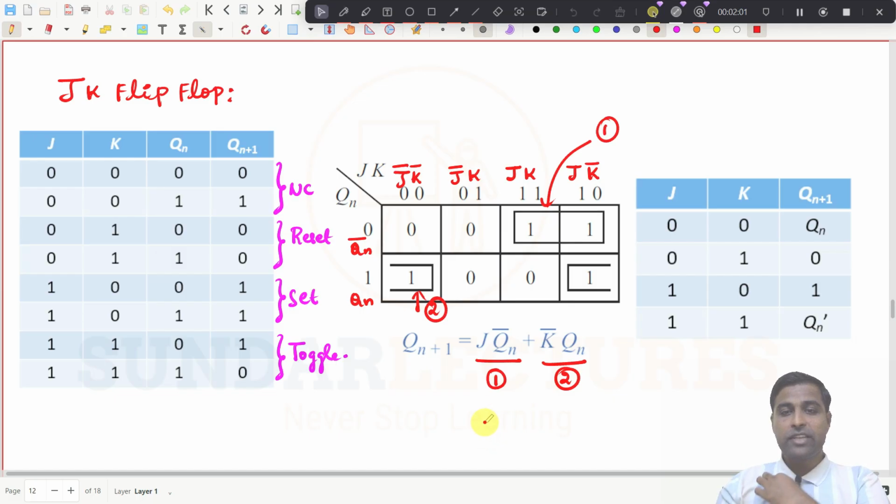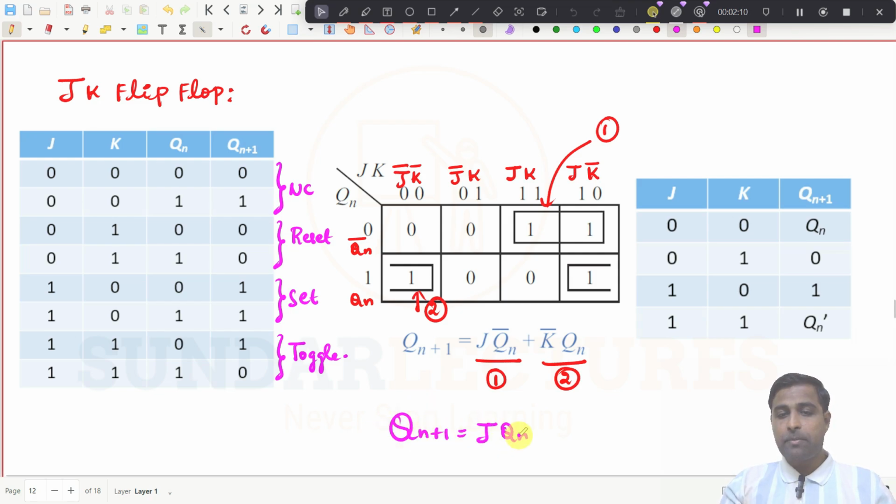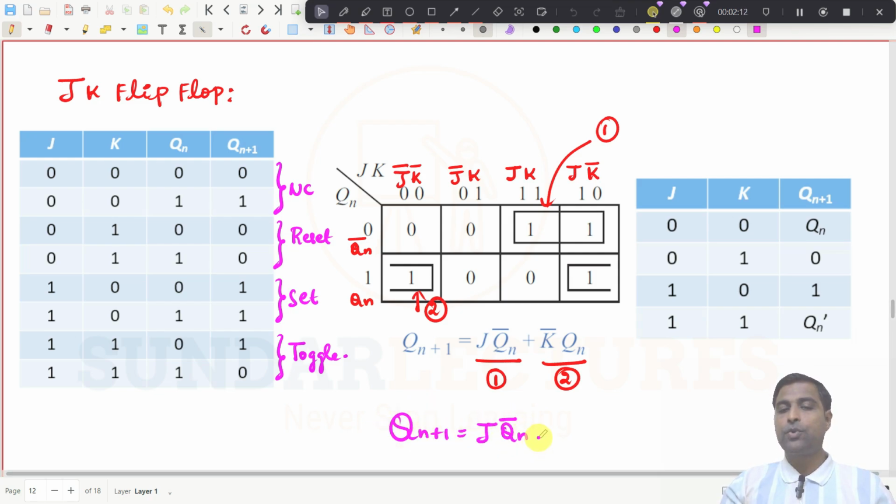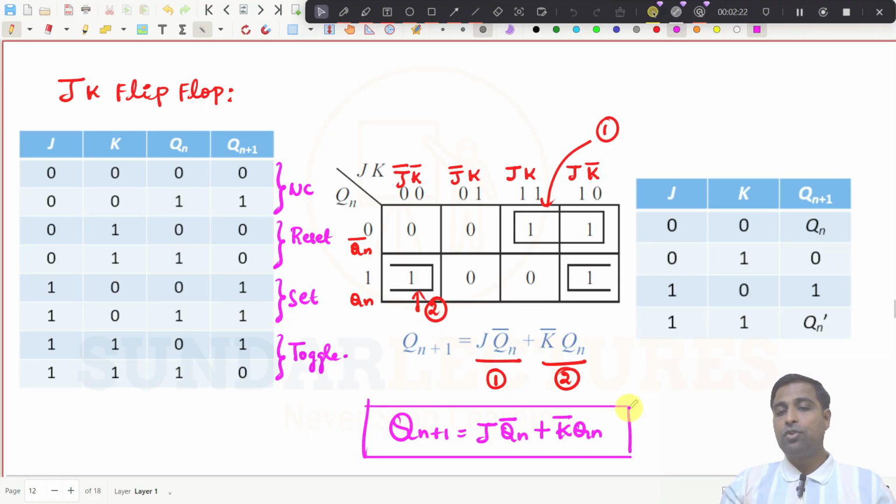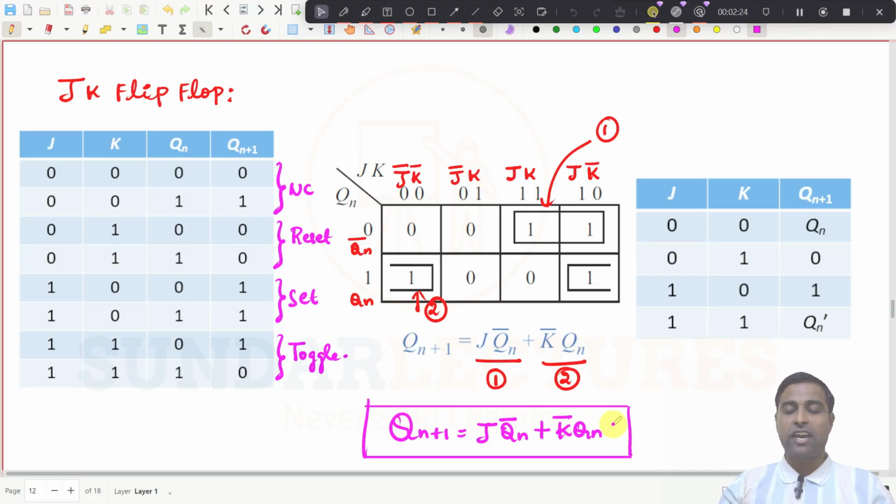So what is the equation for JK flip flop? To find the next state, it is J multiplication of, that means AND, of QN bar, plus K bar AND of QN. So this is an important equation. We always go for JK flip flop, so you try to understand and remember this one.